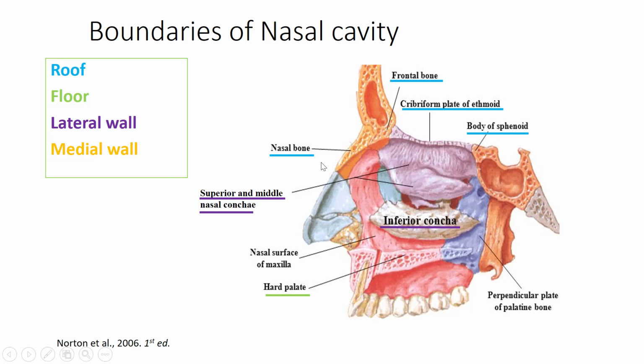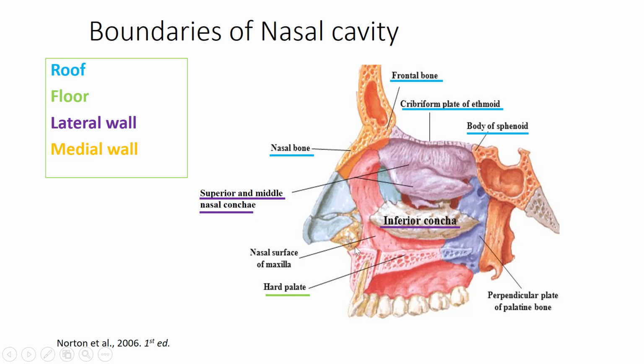We need to consider the roof that I have shaded or marked here in light blue. So the roof is made of nasal and also the frontal bone. And then posteriorly, we have this structure, which is the cribriform plate of the ethmoid. And in the most posterior aspect, we have the body of the sphenoid.